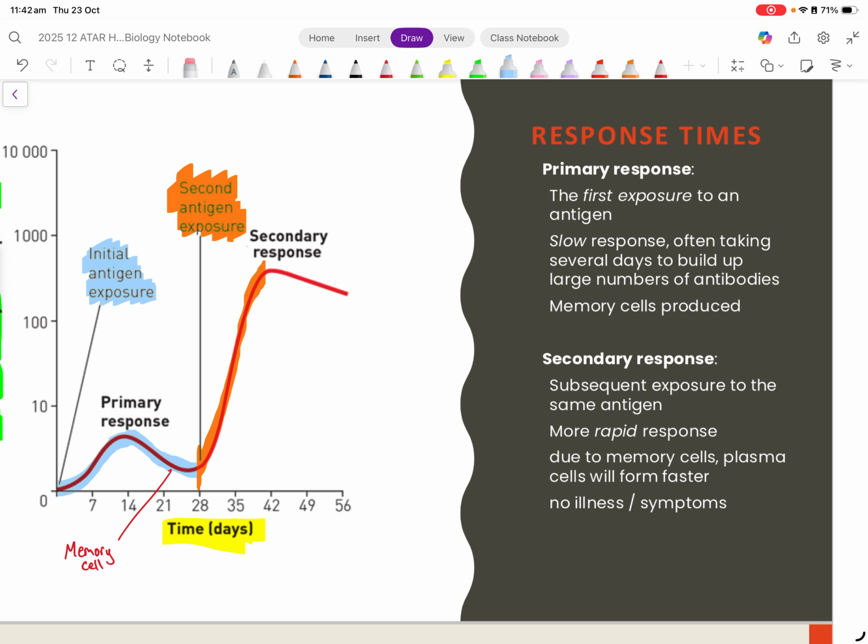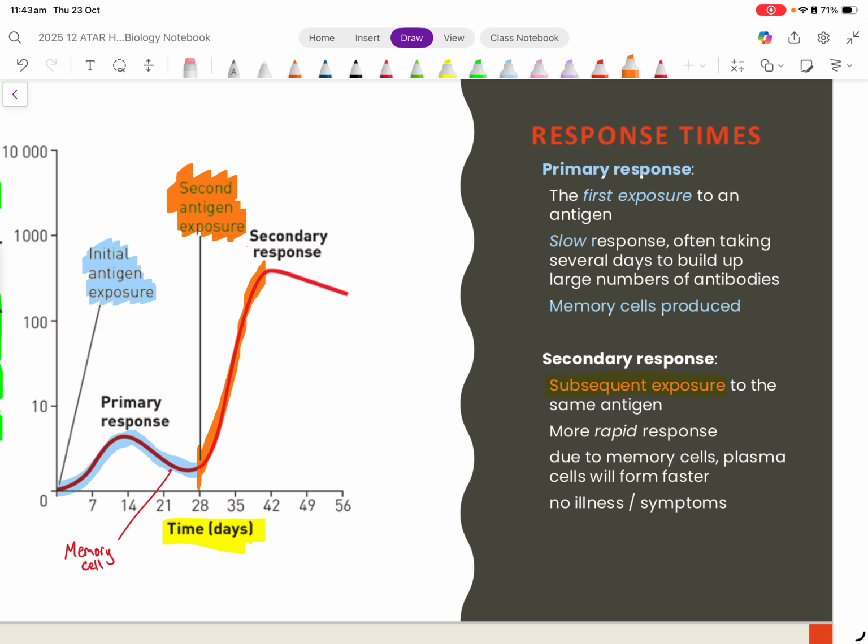So in the case of the initial exposure or the primary response, this is the first time that you're introduced to a particular antigen. Key things to note: it's a very slow response because it takes a long time to build up the number of antibodies that you need, and memory cells are produced here. In the secondary response, this is any subsequent exposure. So we've mentioned that this is the second time. It could also be the third, fourth, you name it, time that you get sick with this.